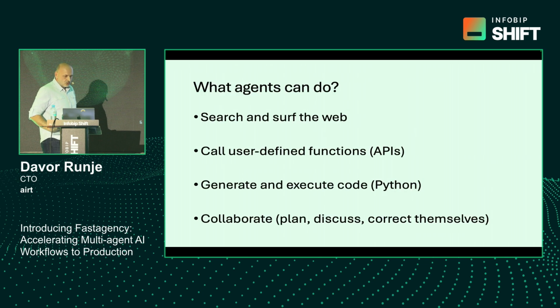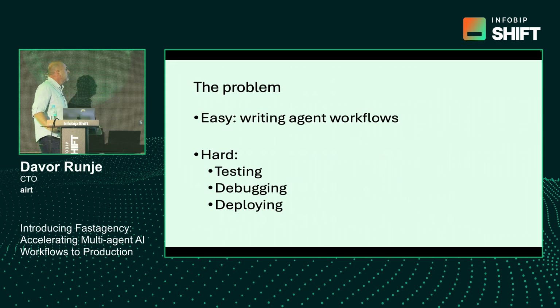So what do those agents do? Search, surf the web, that's typically what you need to do in almost every task. You have to call some APIs. If you're within the enterprise, it's very security related. Sometimes you have to generate and execute code in Python. And you have to collaborate. Make a plan for how to do something, discuss it, correct, plan again, try to do something, figure out something is wrong, do it again.